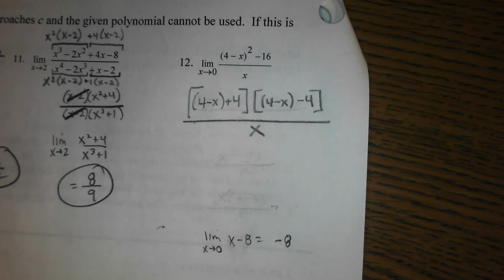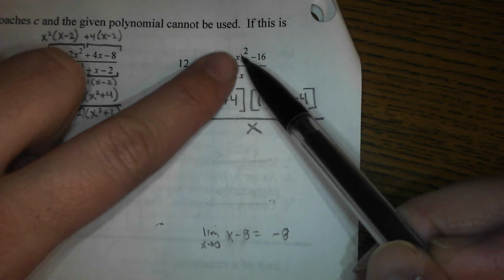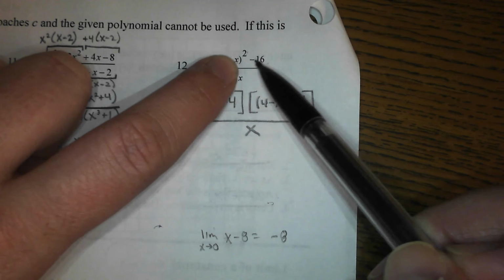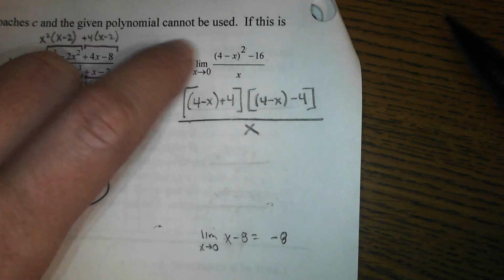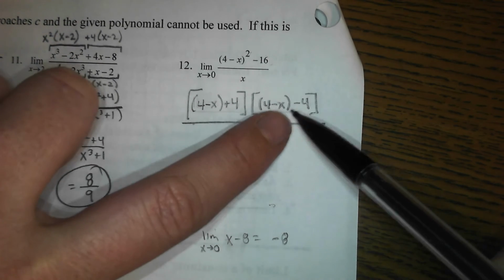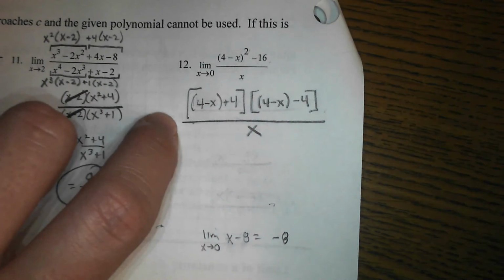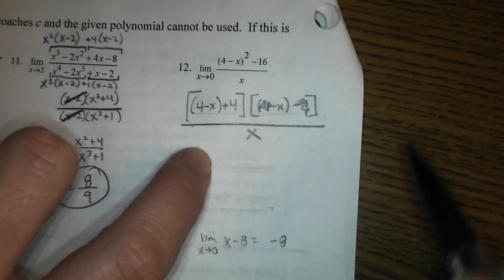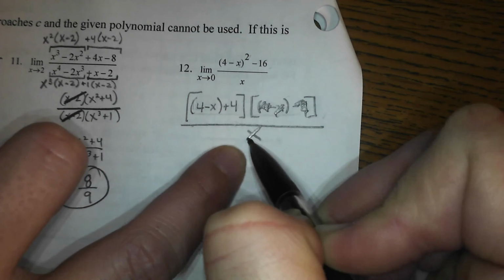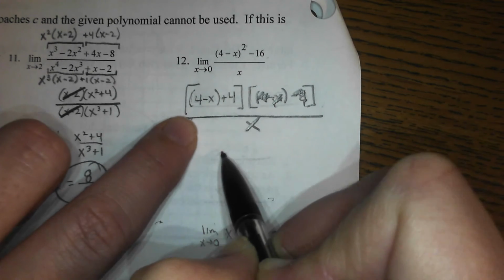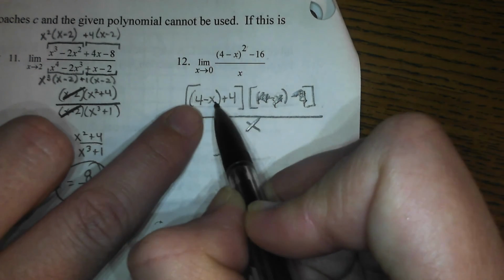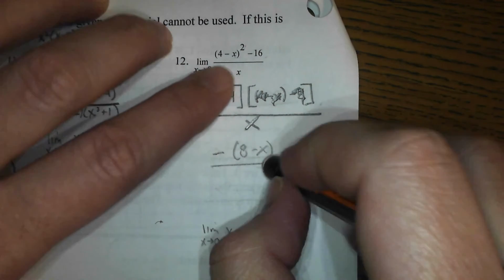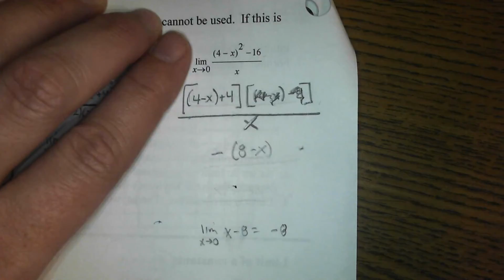Yes. That's the difference of perfect squares. So when you have blank squared minus 16, it factors into conjugates. Something plus 4, something minus 4. 4 minus x plus 4, 4 minus x minus 4. And then from here, you would just 4 minus 4 cancels. So it's just negative x. The x cancels with the bottom. So you have a negative sign. And then this 4 minus x plus 4 is 8 minus x. And then you just plug in your 0 now.